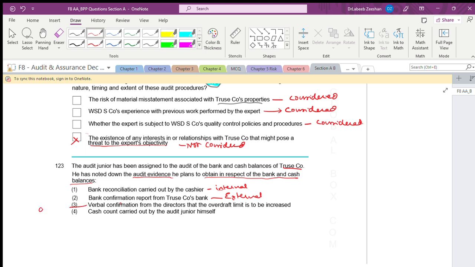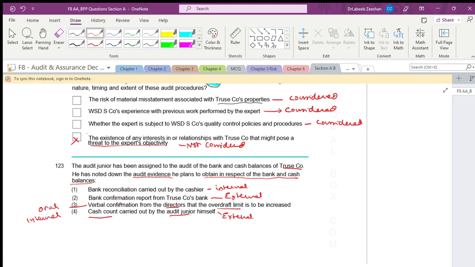See the things. Oral confirmation from the directors regarding the overall limit to be increased. This is not only oral, but also internal. Cash count carried out by the audit junior is external, but we are making only a cash count.